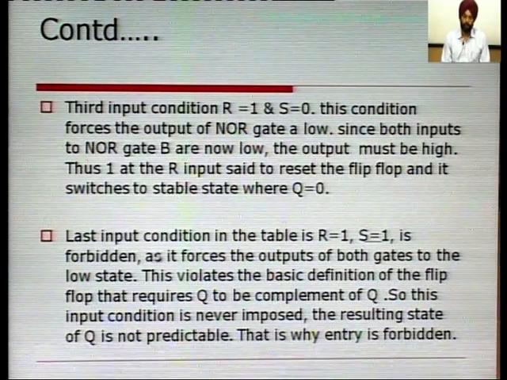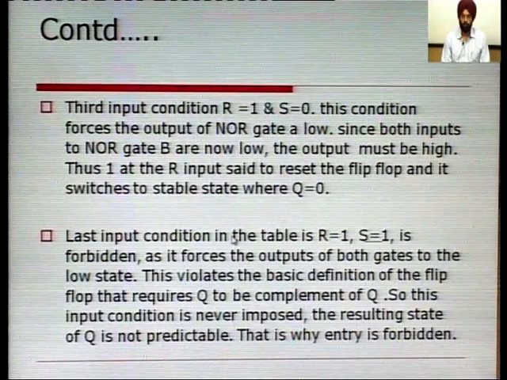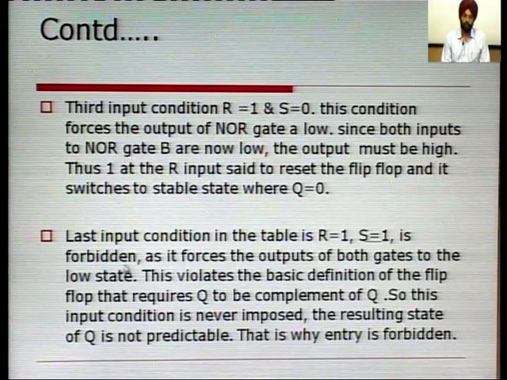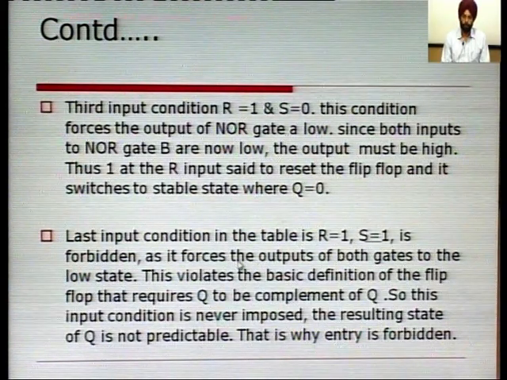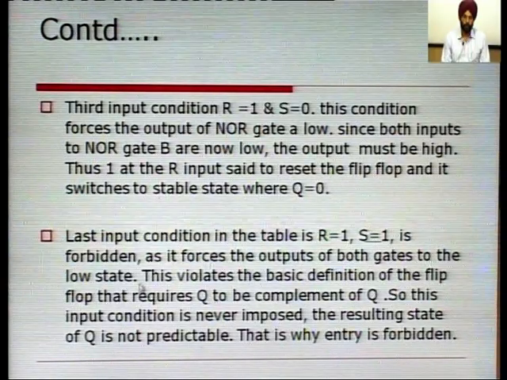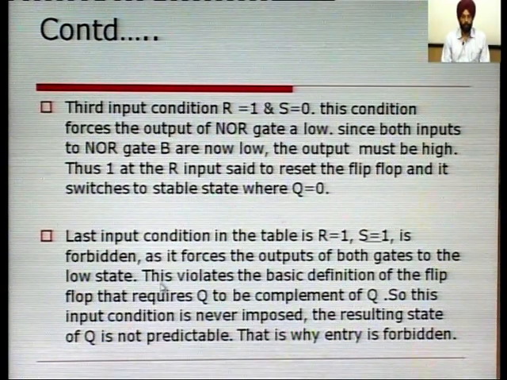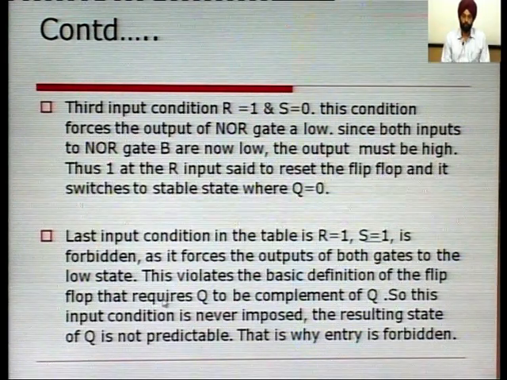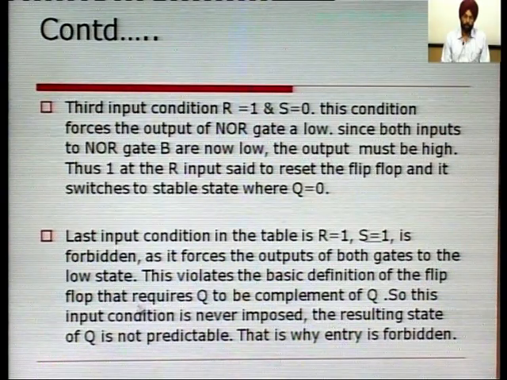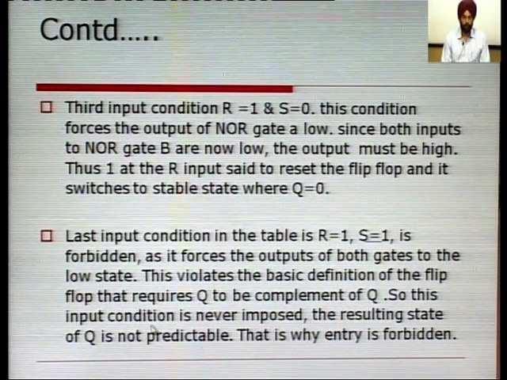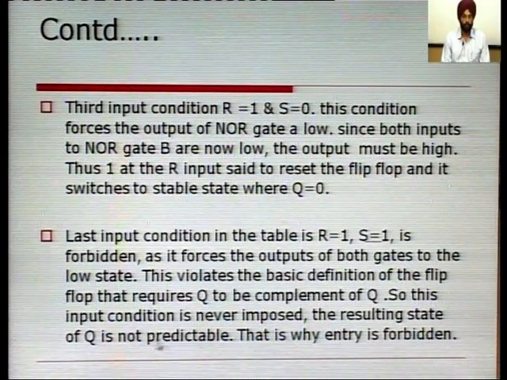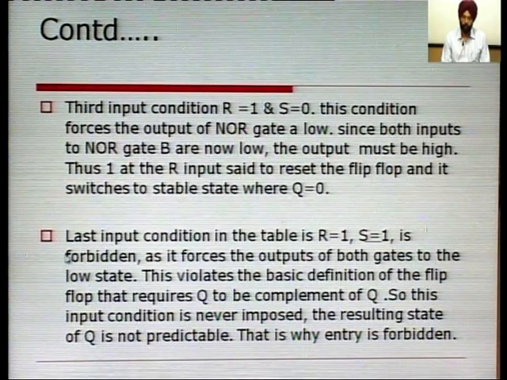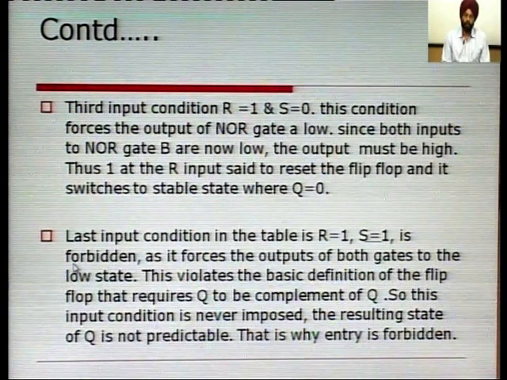The last input condition in the truth table is R is equal to 1 and S is equal to 1. This is a forbidden state as it forces the output of both gates to the low state. This violates the basic definition of the flip-flop that requires Q to be the complement of Q bar. So, this input condition is never imposed. The resulting state of Q is not predictable. That is why this entry in the RS flip-flop is always forbidden and must not be applied.